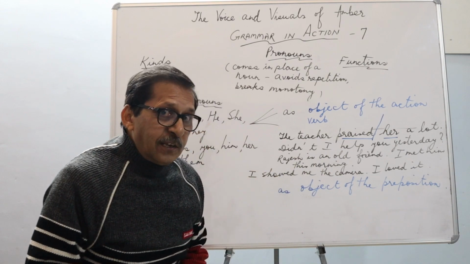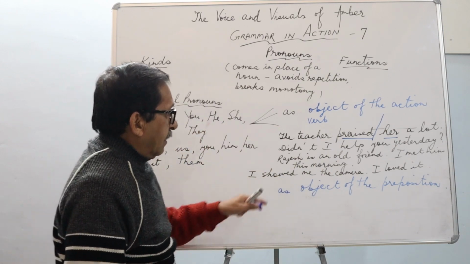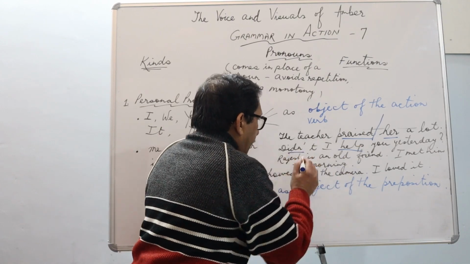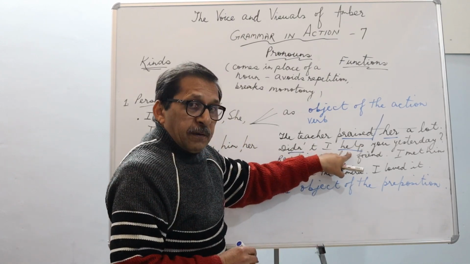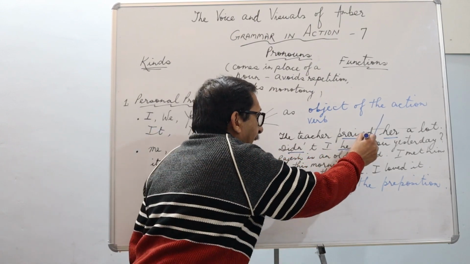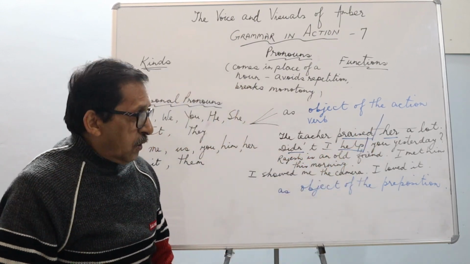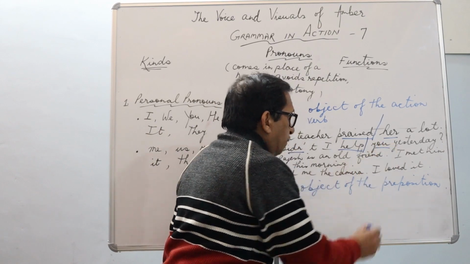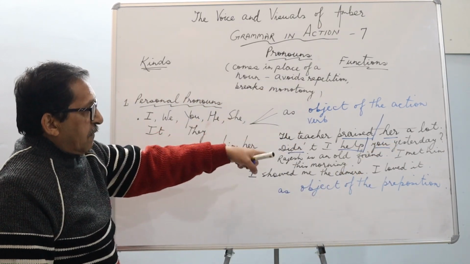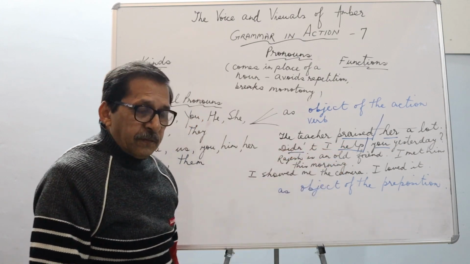Didn't I help you yesterday? So didn't I help who? So didn't help, or did help in the negative, is the action verb, and help who? You. So you is the personal pronoun acting as the object of the action verb help.